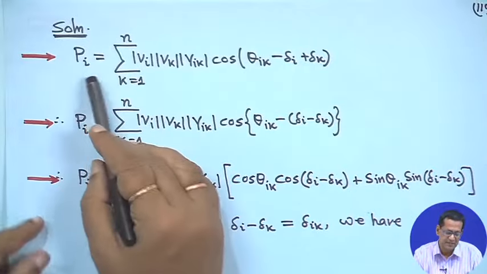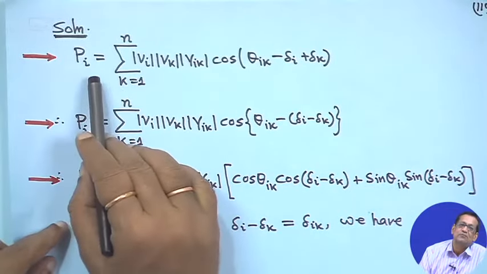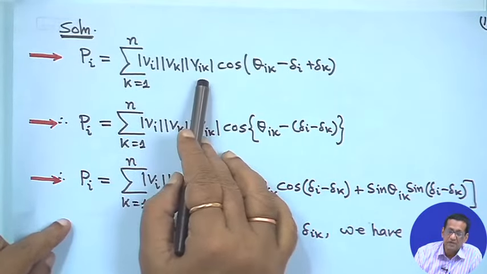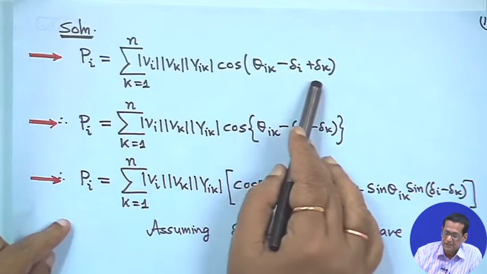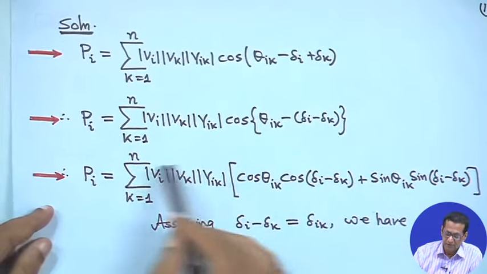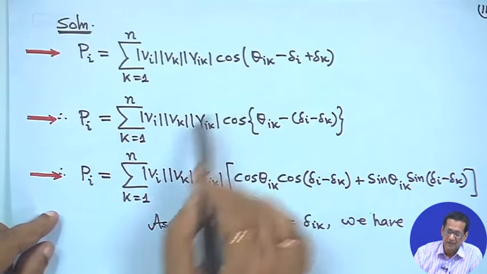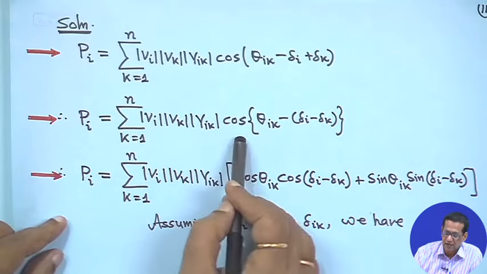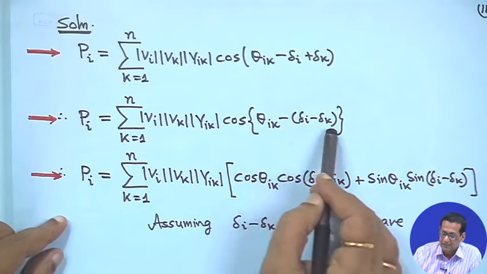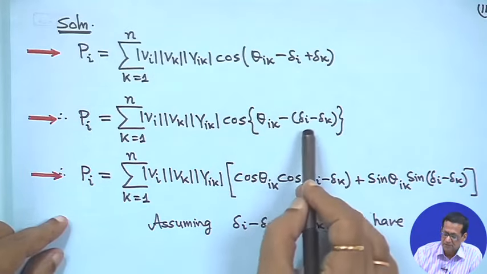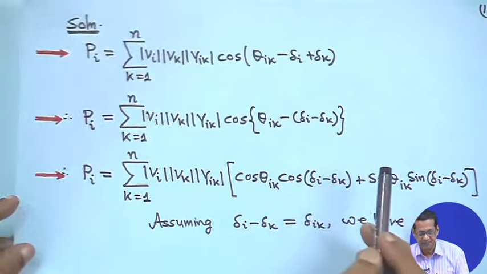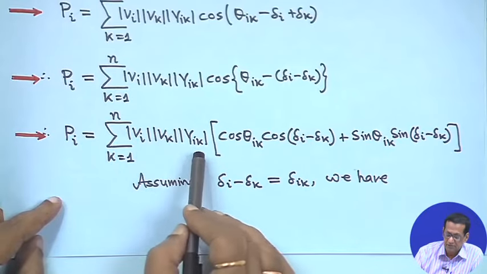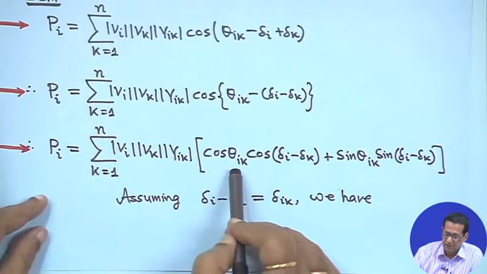We know Pi is the power injection from the load flow studies. The general formula we know is Pi equal to the sum over k equal to 1 to n of magnitude Vi, magnitude Vk, magnitude Yik, cosine of theta ik minus delta i plus delta k. Therefore we can write this equation as the sum over k equal to 1 to n of |Vi||Vk||Yik| cosine in bracket theta ik minus delta i minus delta k, where we take minus common and write minus delta i minus delta k in the bracket.